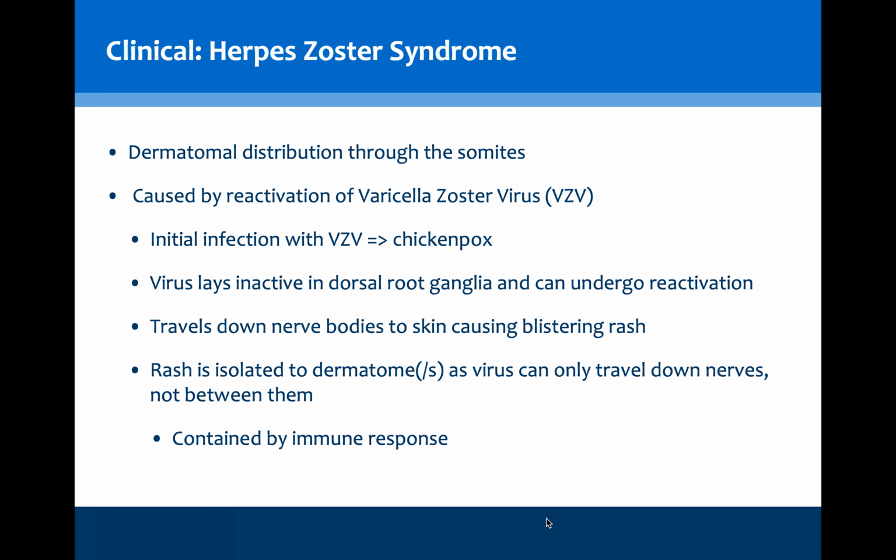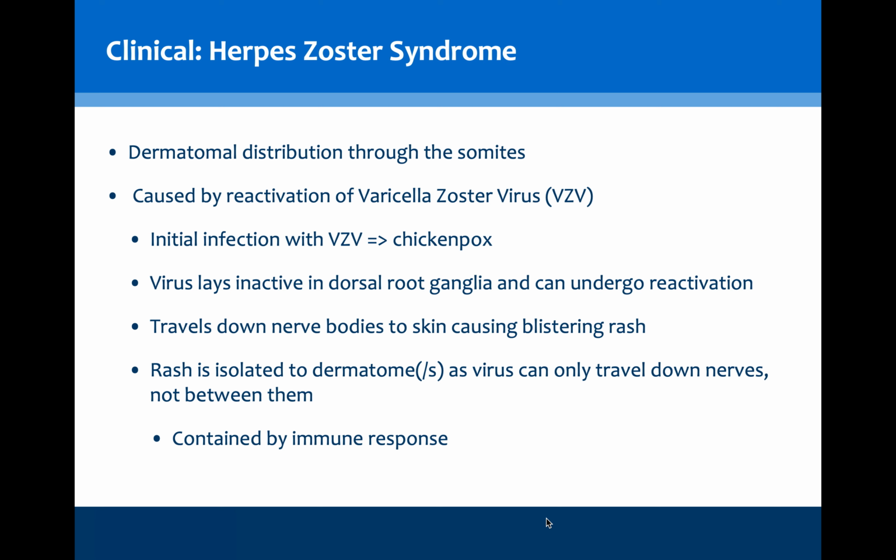But clinically, we see this in herpes zoster syndrome. So I said that the somites and segmentation form this primary body map. But if a patient gets an initial infection with the varicella zoster virus, they present with chickenpox, and then that virus lies dormant, inactive in their dorsal root ganglia, and then for some reason, it's typically in the immunocompromised, or they don't fully understand the process yet.